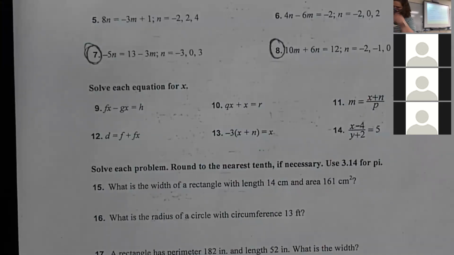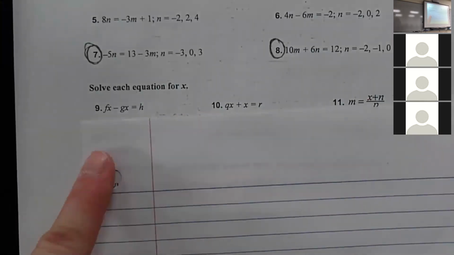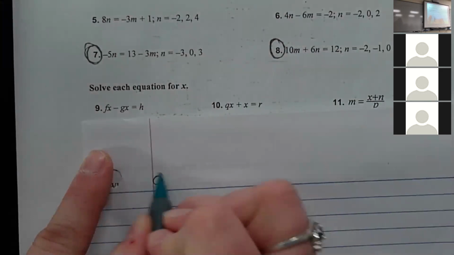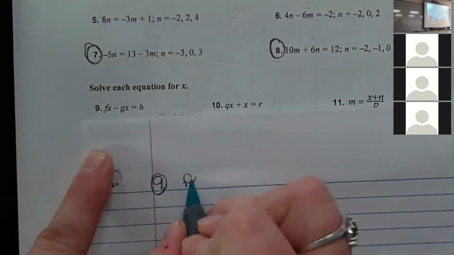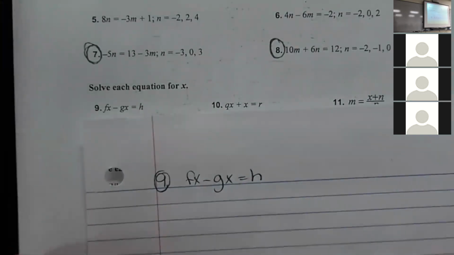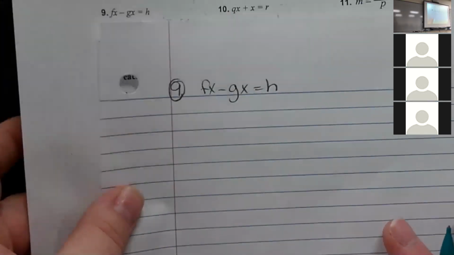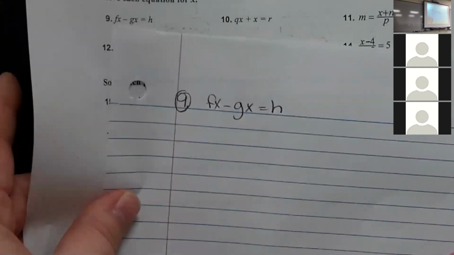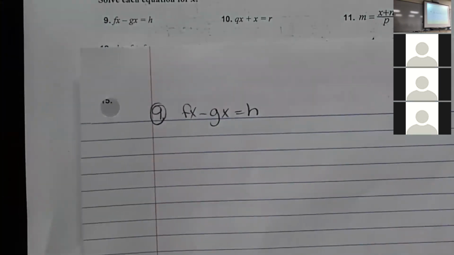Okay, number 9 says to solve the equations for x. So I want to get x by itself. The good news is this one does not have me put values in after it's done. So just getting the x by itself. Number 9 says f of x minus g of x equals h. Let me try to move this up a little so I have more room.